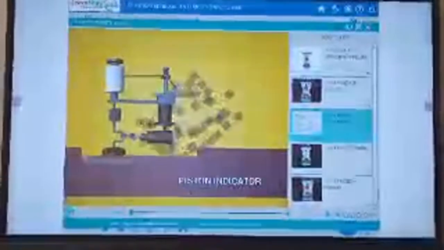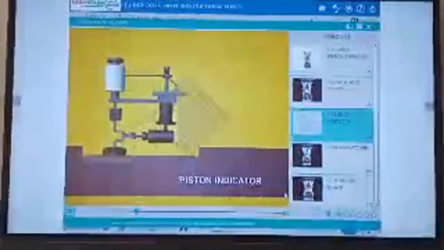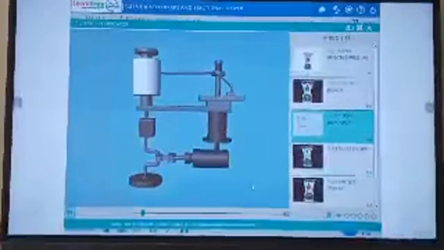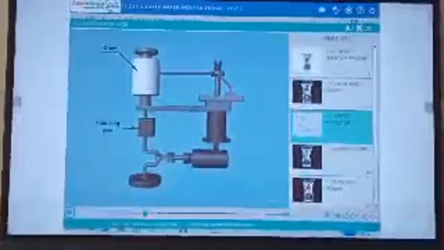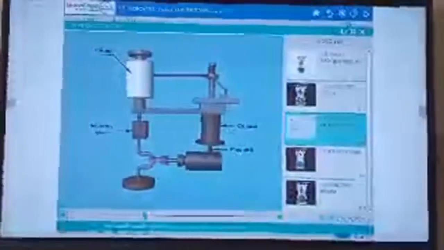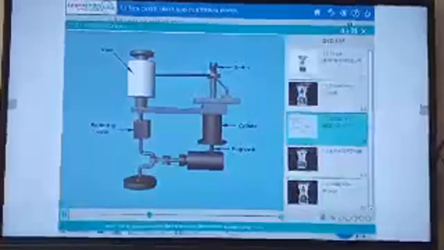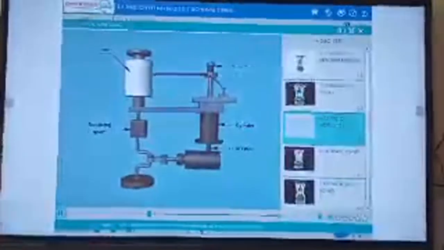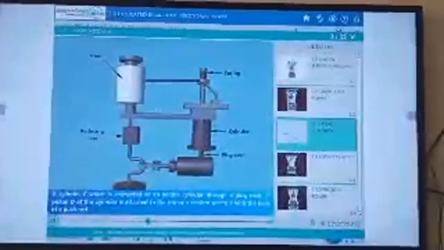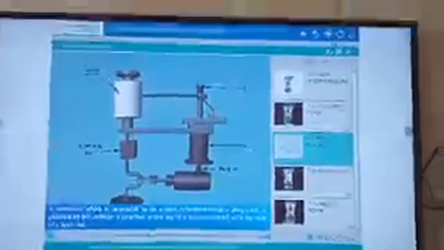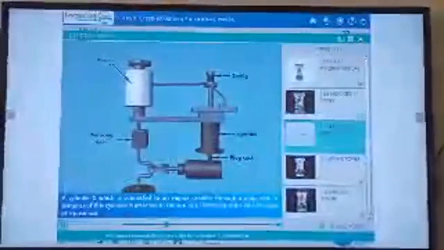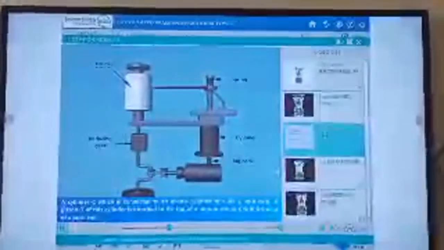Piston indicator. In this video, we will discuss the working of piston indicator, drum, reducing gear, cylinder, plug cock, spring. We will see the working principle. A cylinder C is connected to an engine cylinder through a plug cock. A piston D of this cylinder is attached to the top of a tension spring S with the help of a push rod.